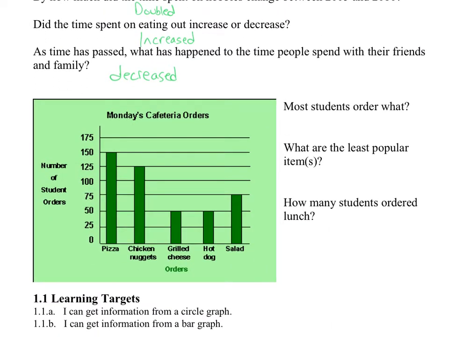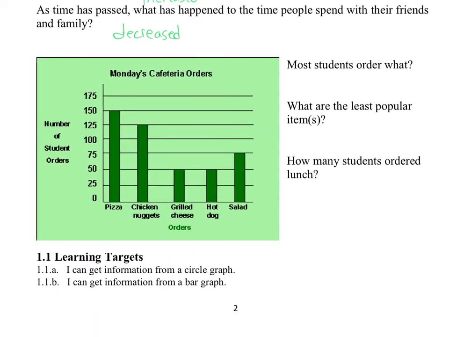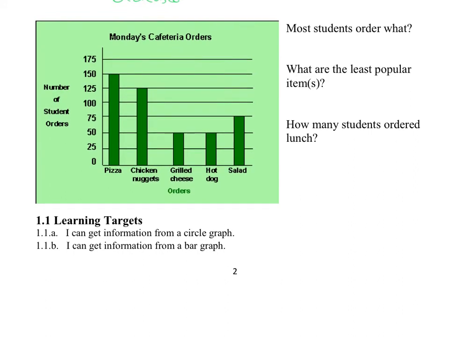So if we were to jump down here. Monday's cafeteria order, I grabbed this off the internet, so it doesn't really fit here. So we have pizza on Fridays, but most students order what? Pizza. Yep. So pizza. What are the least popular item or items? Go for it. Grilled cheese and hot dog. Nice. So grilled cheese and hot dogs.